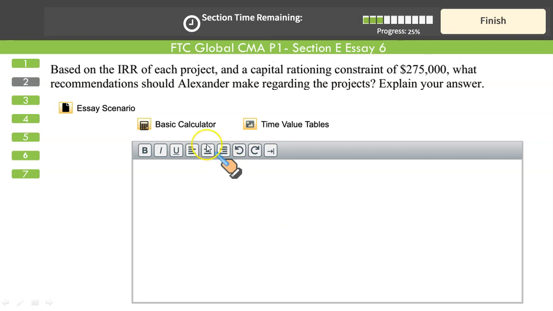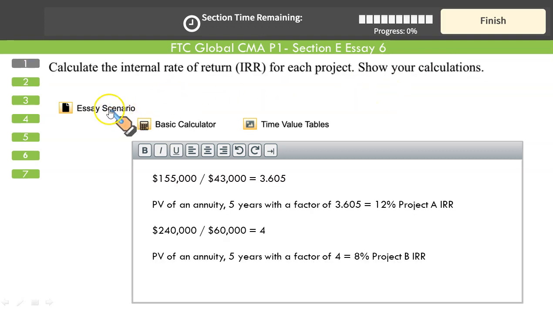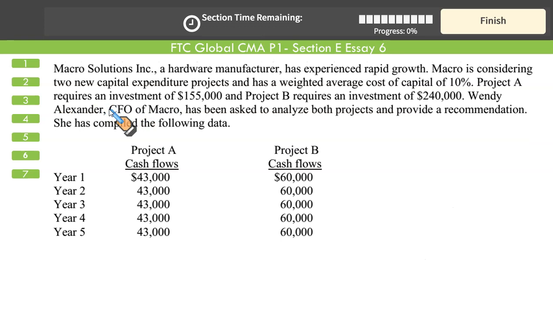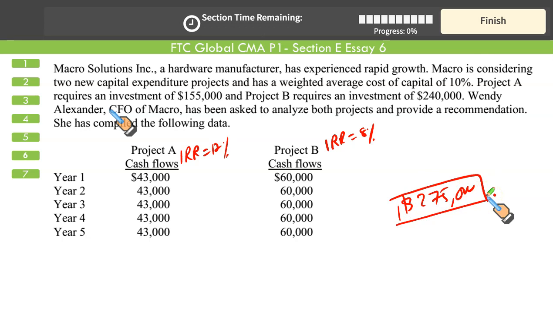Next question. Based on the IRR of each project and a capital rationing constraint of 275,000, what recommendation should Alexander make regarding the projects? Let us write down the information we have gathered so far. Project A has an internal rate of return of 12%. Project B has an internal rate of return of 8%. And we have the funds available which we can deploy. Capital rationing means limited funds are available. Where should we invest this money?